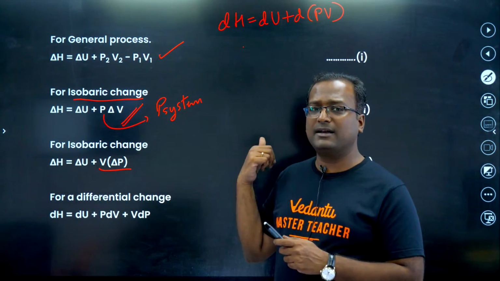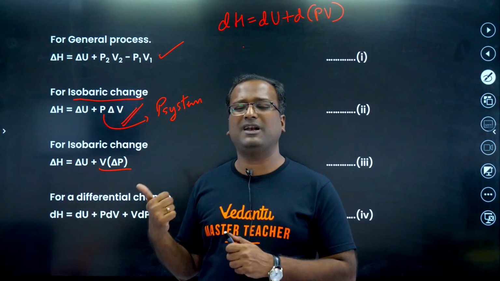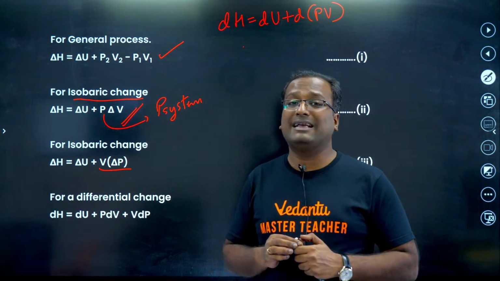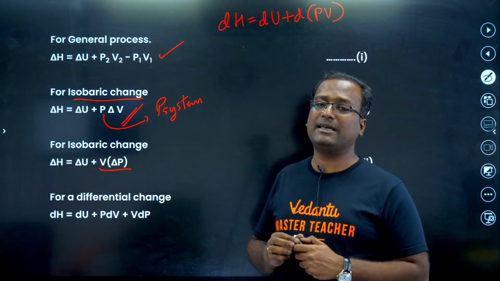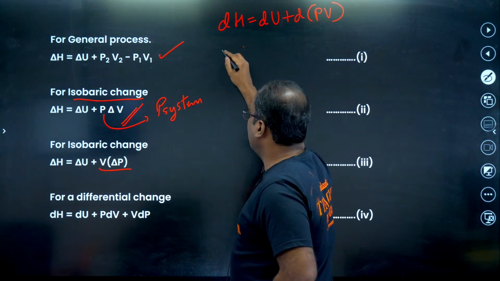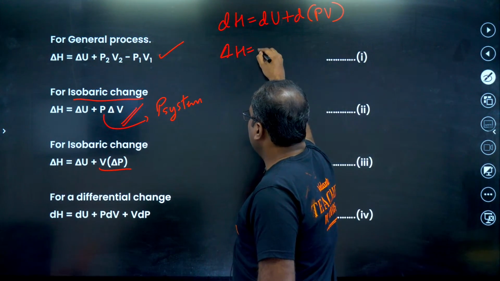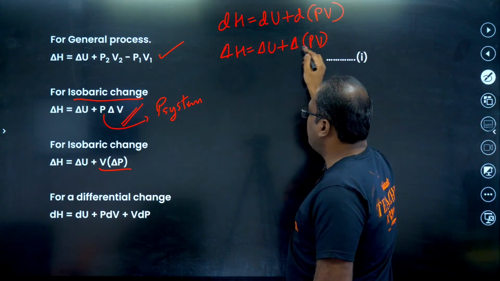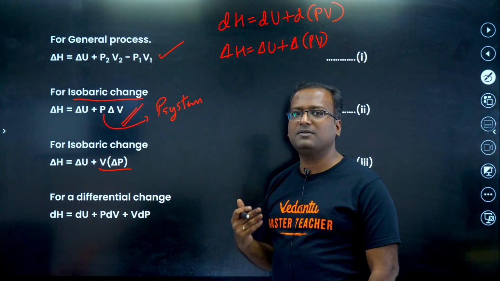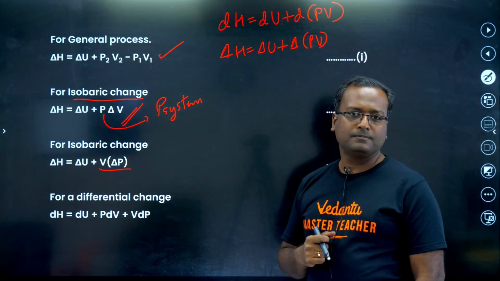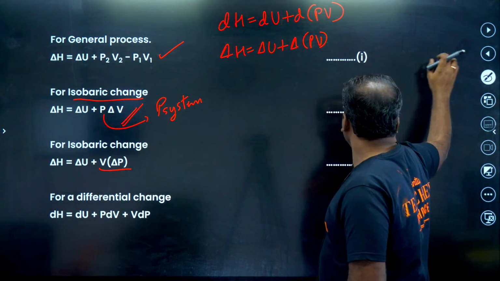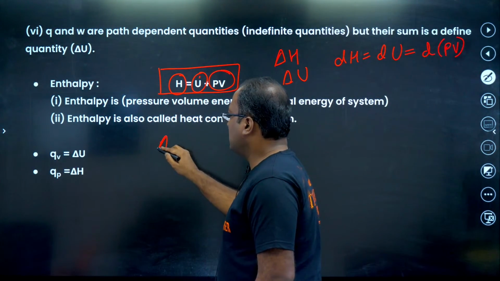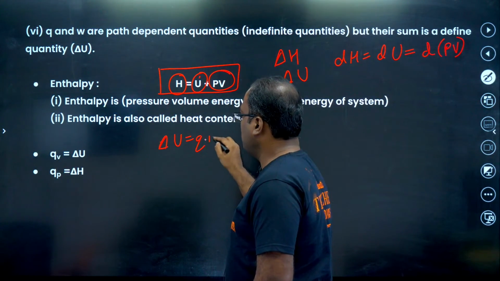We have talked about first law ka basic formula, delta U equal to Q plus W. We have talked about enthalpy ka basic formula, that's del H equal to del U plus delta of PV. This on integration gives us del H equal to del U plus delta of PV. Delta of PV we can write based on the process given to us. Now, using first law and enthalpy, first law states del U equal to Q plus W.